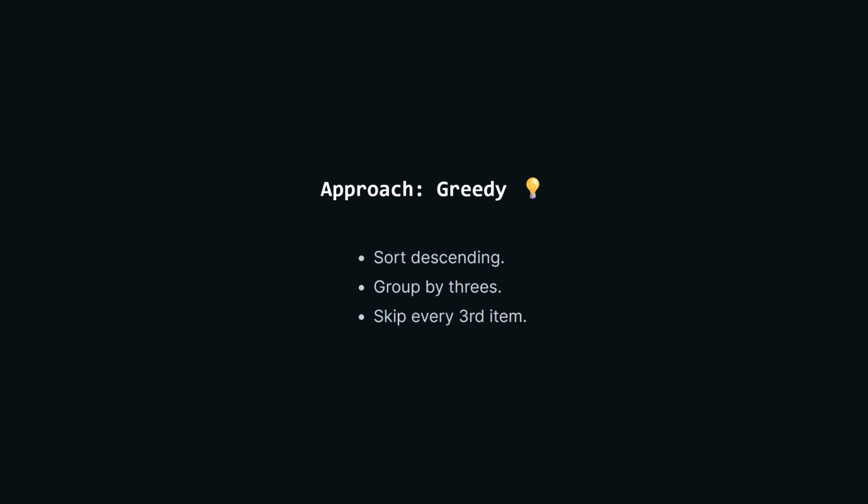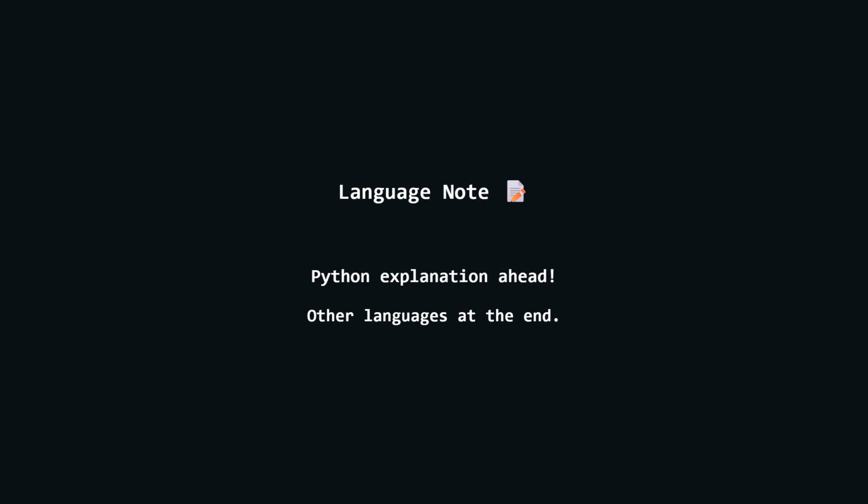This strategy of always grabbing the biggest immediate discount is a classic greedy approach. We sort, we group, and we simply skip adding the cost of every third item. Let's see how this looks in code.